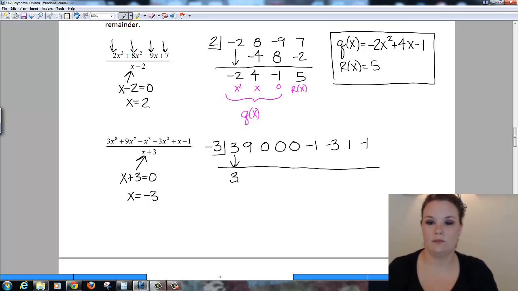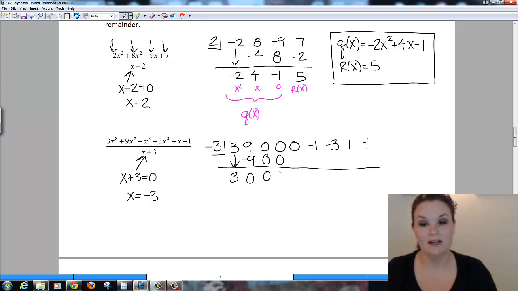Now I want to go ahead and bring my first number down. I do the number in my box, which is -3, times the number below my line. So -3 times 3 is -9. I combine down and get 0. Then I multiply that 0 by the number in my box. So 0 times -3 is 0. I combine down, I get 0. 0 times the -3 in my box is, again, 0. I combine down, I get 0. 0 times the -3 in my box is 0. I combine down, I get 0. 0 times the -3 in my box is still 0.